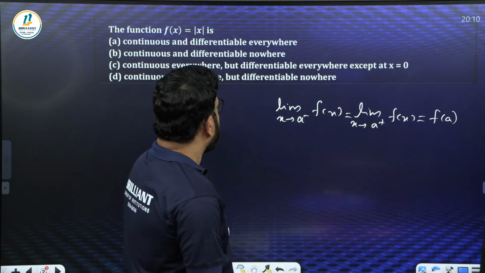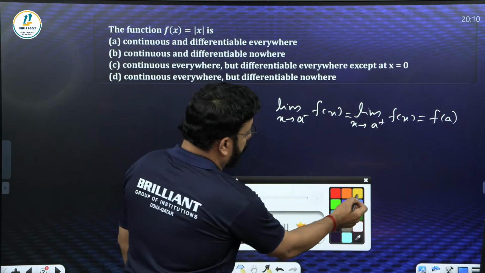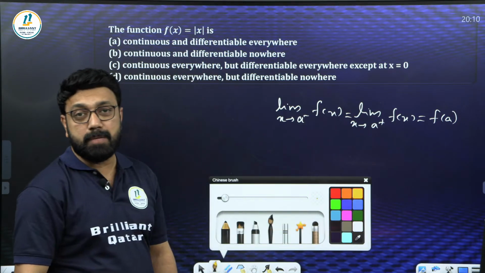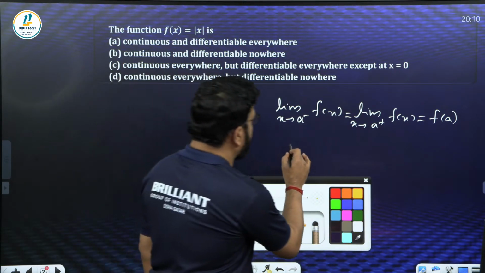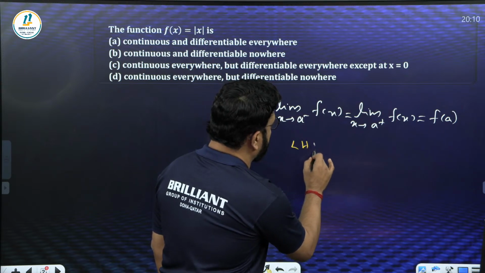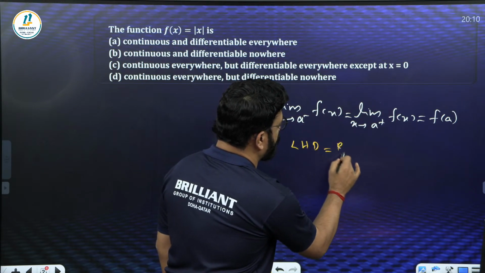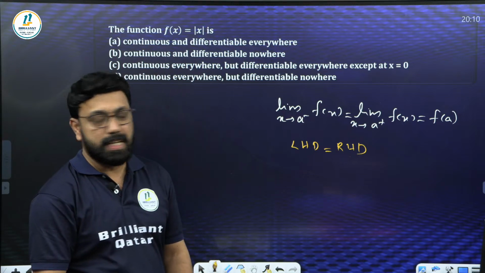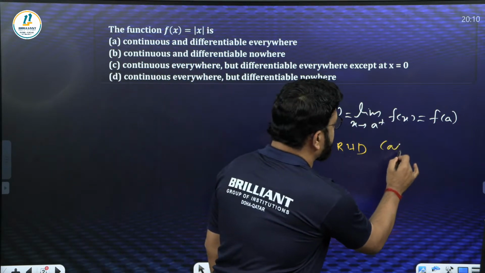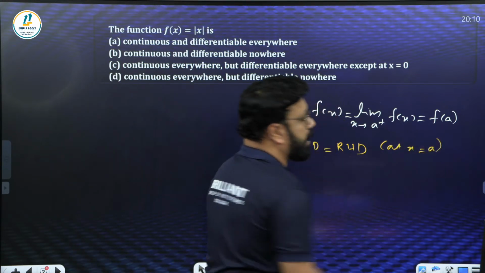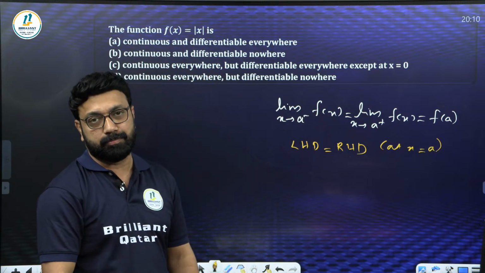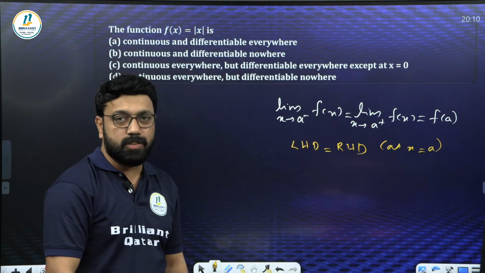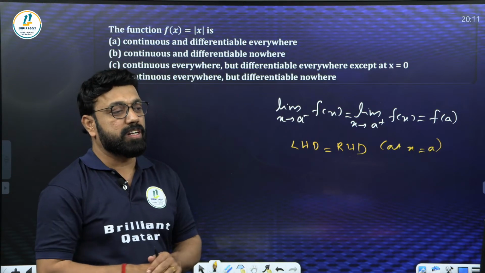Then how can we check whether it is differentiable or not? That means LHD, left hand derivative, equals right hand derivative. That's the normal method. Both cases are checked at x equal to a, that constant value in the domain. But here, this is an MCQ question.